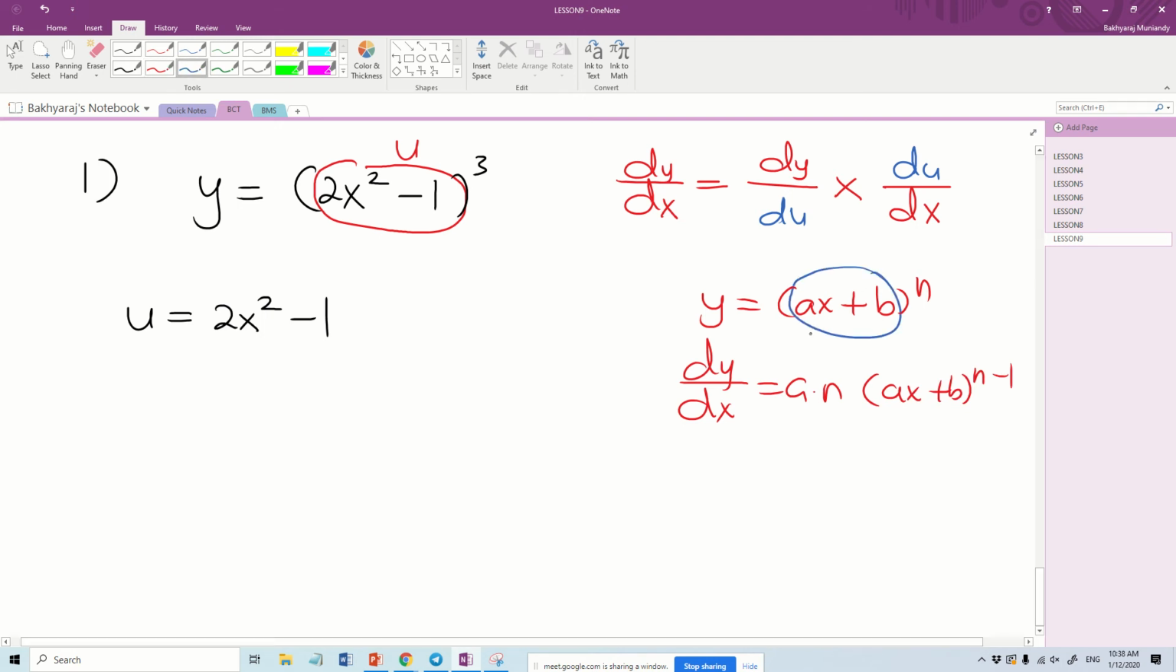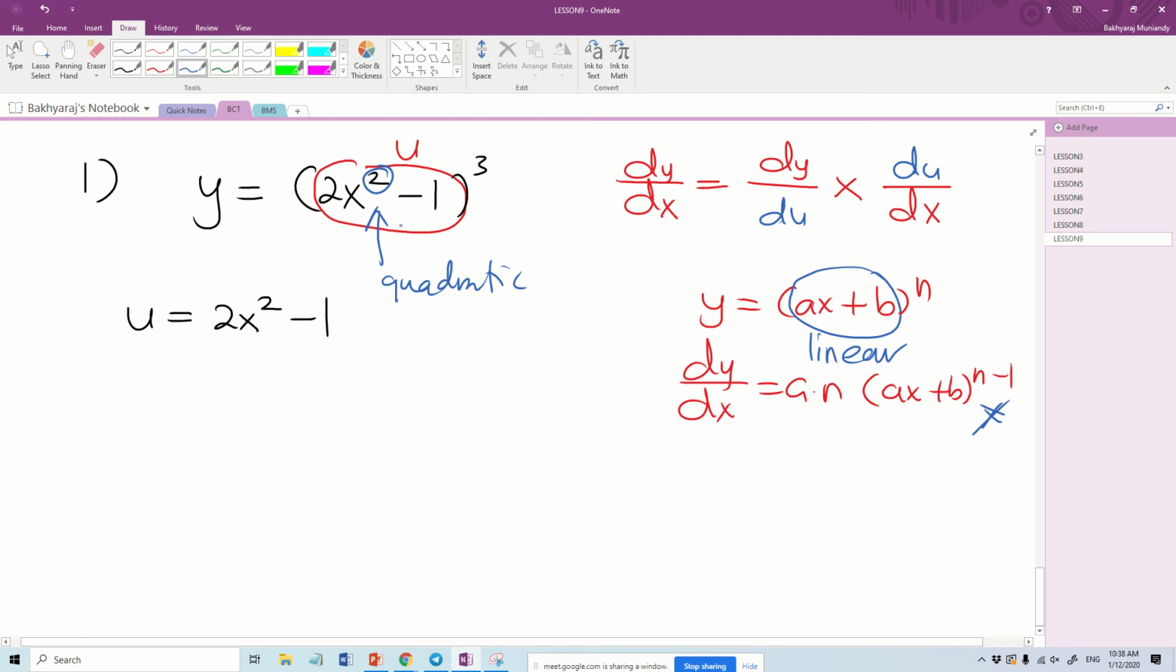This is when it is linear. Linear means it has no power 2, no power 3, just x only, just ax plus b only. Only in this condition can we use this formula. But this time we have power 2. You see, look here. There is power 2, so it's a quadratic problem. So it comes under quadratic, so we have to use the chain rule.